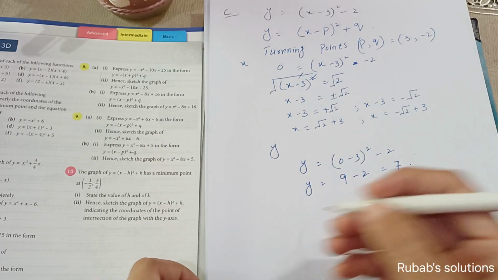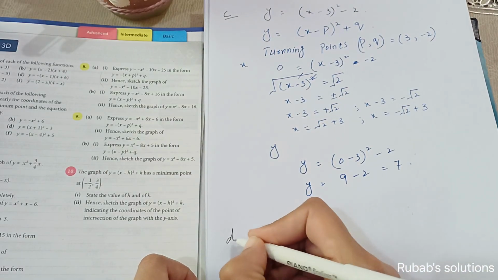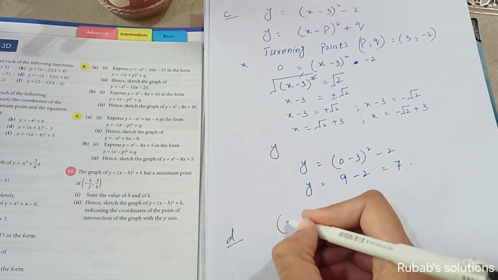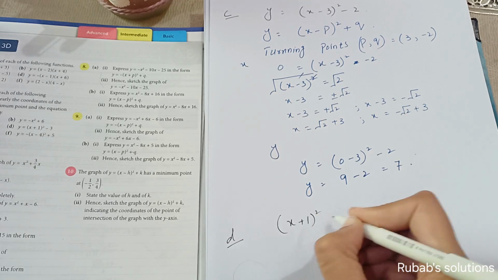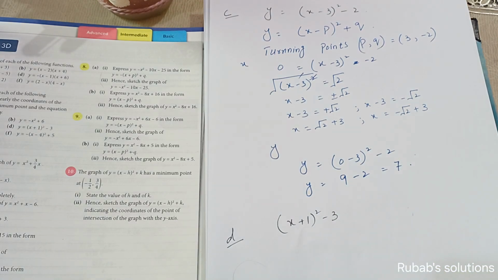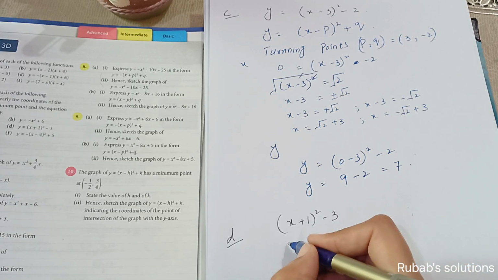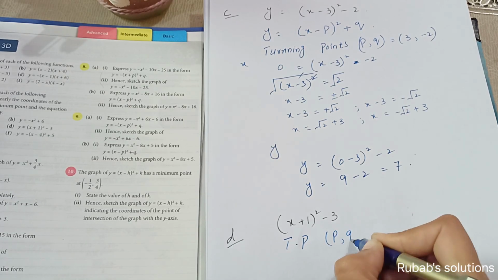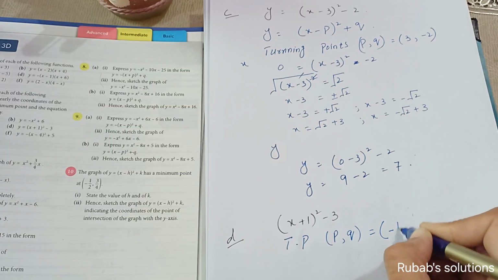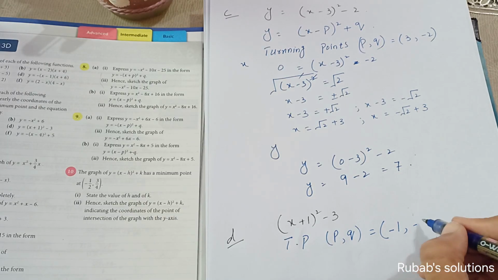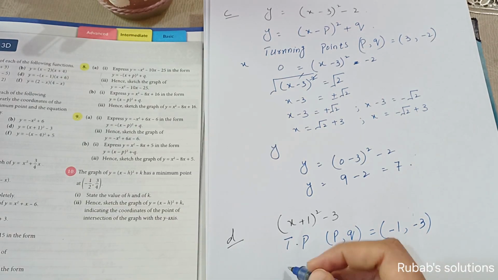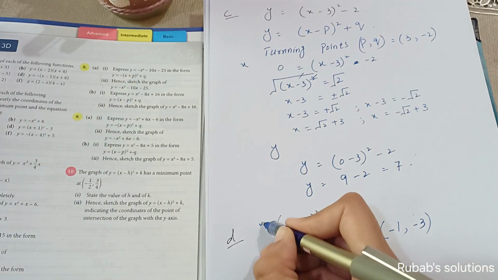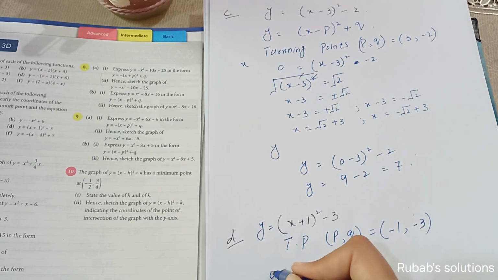Moving towards the next part, that is part D. Part D is x plus 1 whole square minus 3. Again, this is in the form of x minus p whole square plus q. So for the turning point, p will be equal to minus 1 and q will be equal to minus 3. And for the x coordinate, put y is equal to 0.